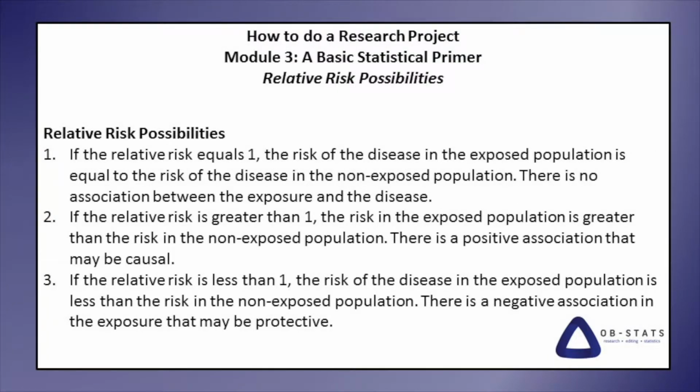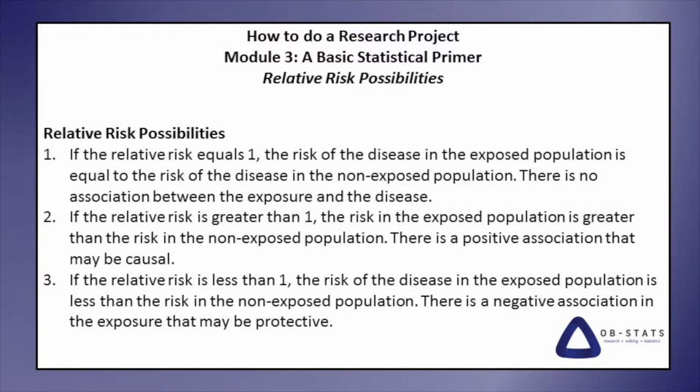There are 3 possibilities for relative risk. 1. If the relative risk equals 1, then the risk of the disease in the exposed population is equal to the risk of the disease in the non-exposed population. There is no association between the exposure and disease. 2. If the relative risk is greater than 1, then the risk in the exposed population is greater than the risk in the non-exposed population. There is a positive association that may be causal.